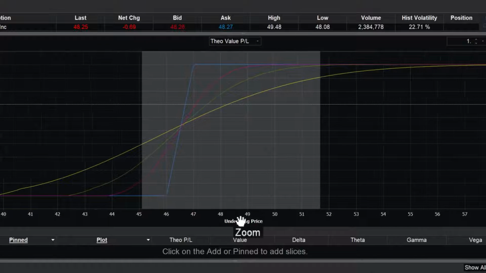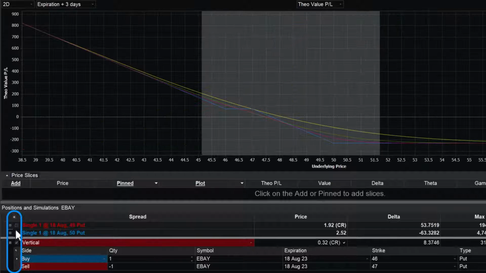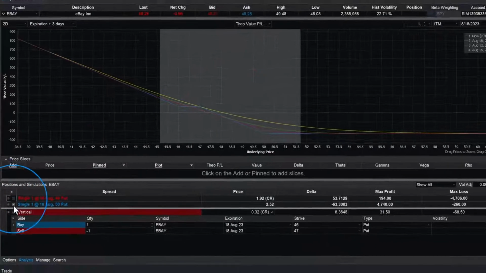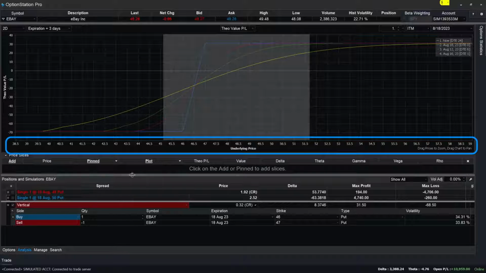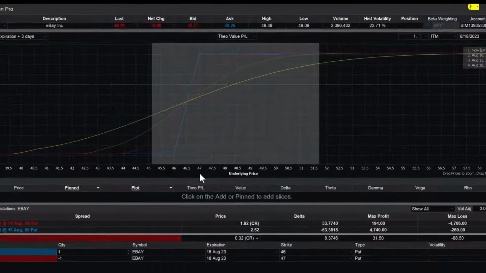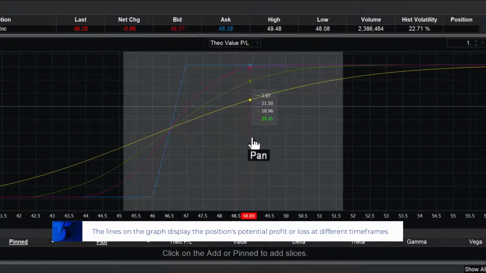You may use the checkboxes at the bottom left to select real or simulated positions and combine their profiles in the position graph. The x-axis of the graph shows the underlying asset's price, while the y-axis shows the profit or loss. The lines on the graph display the potential profit or loss the option's position could generate at various times during the option's life based on the underlying price.